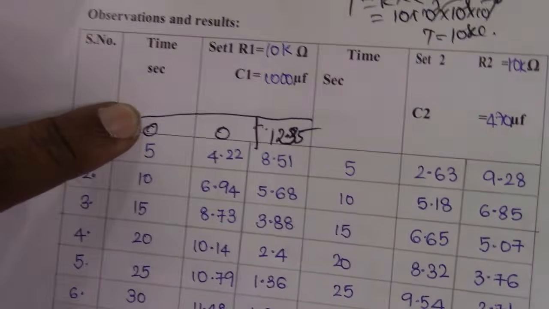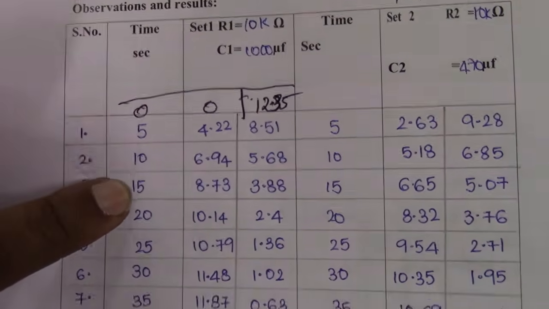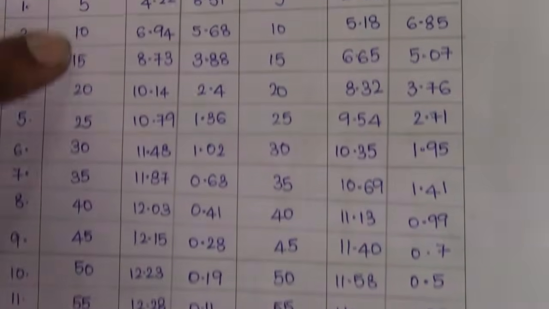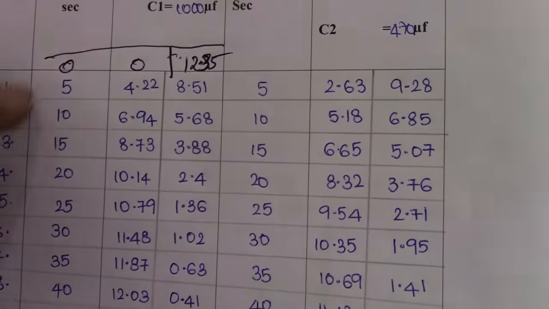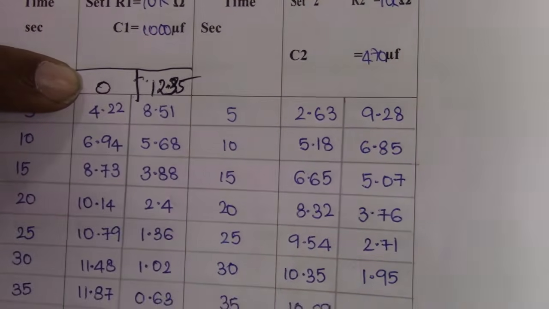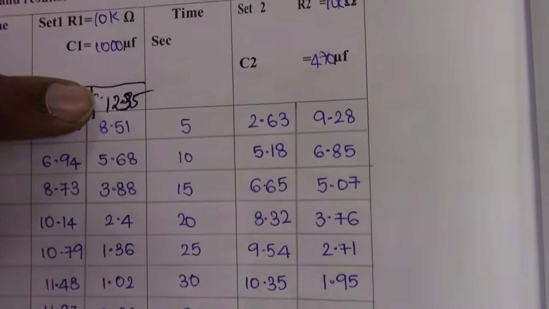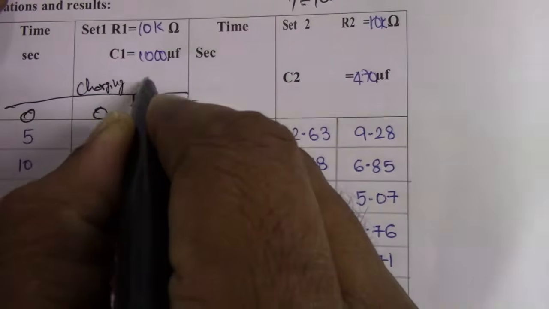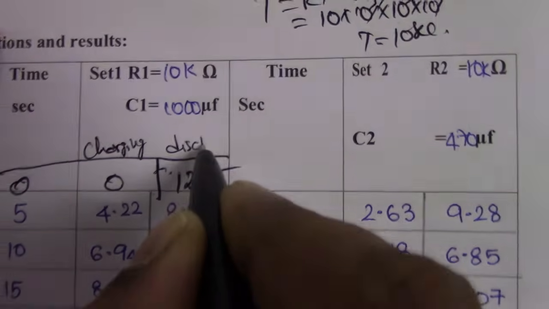See, these are the timings, students. So 0 seconds, 5, 10, 15, 20, 25, 30, 35, 40, 45, and so on. For every increment of 5 seconds, we have noted down the readings. This is the voltage across the capacitor during charging, and this is the voltage across the capacitor during discharging.